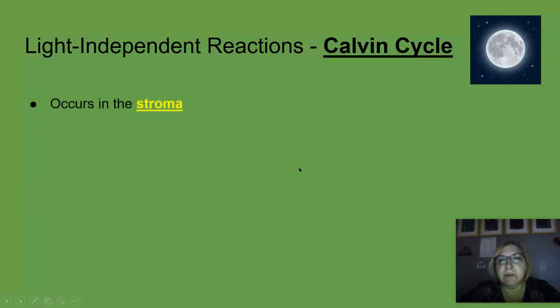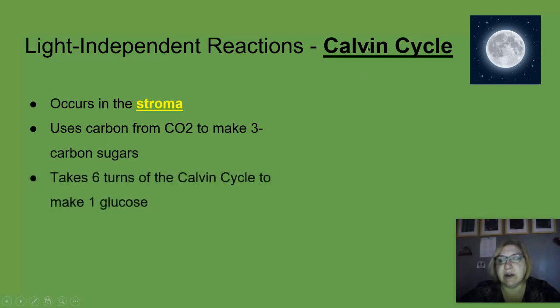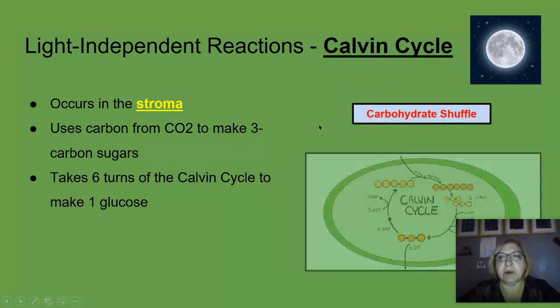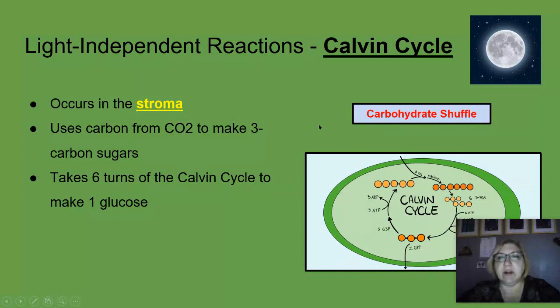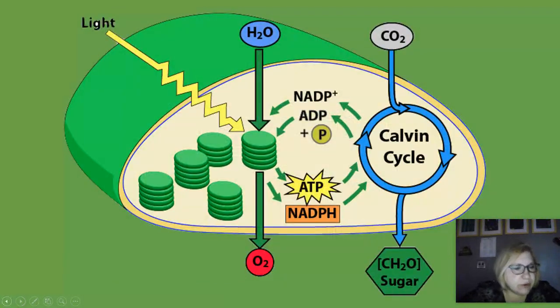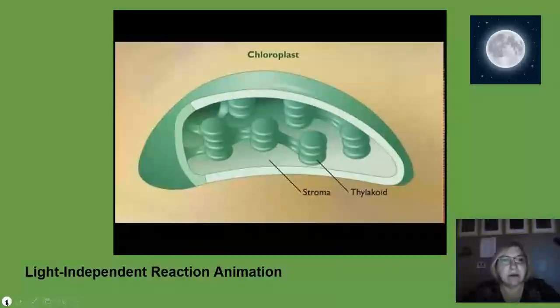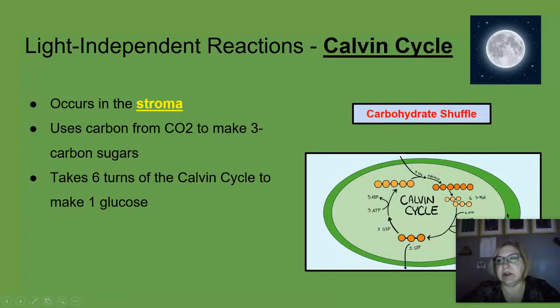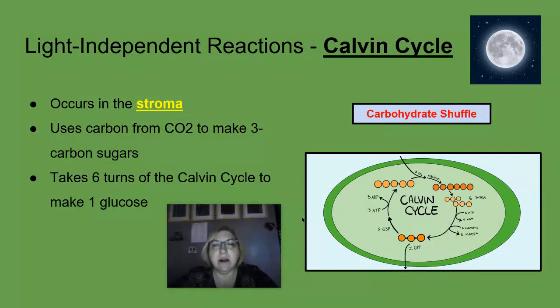So in the light-independent reactions, there is a cycle occurring there too called the Calvin cycle. And that actually occurs in the stroma, which is not the thylakoid, but in the area around the thylakoids in the chloroplast. And what you have going on in the light-independent reactions is this cycle called the Calvin cycle, which is pretty complicated. I'm not going to make you memorize all of this.